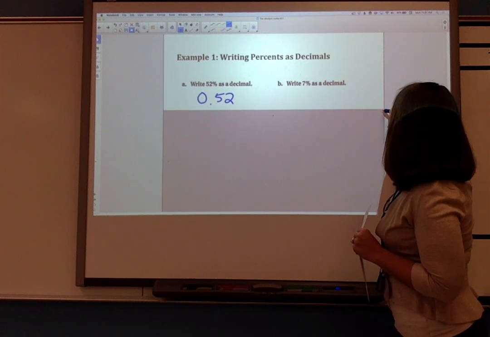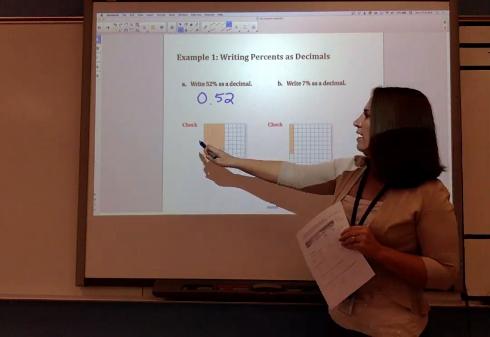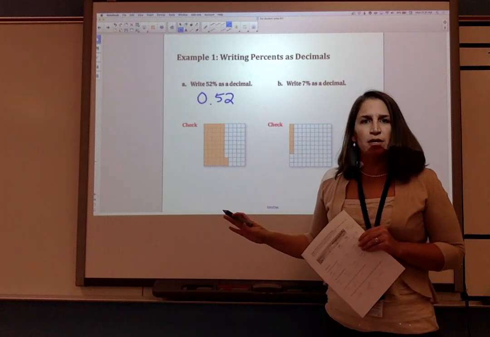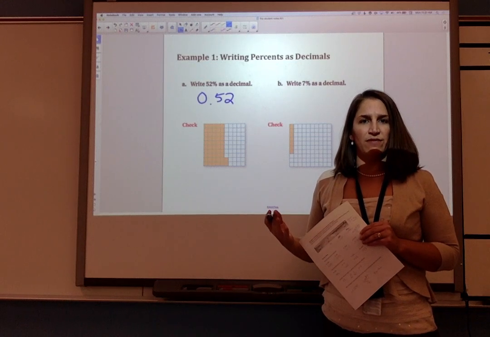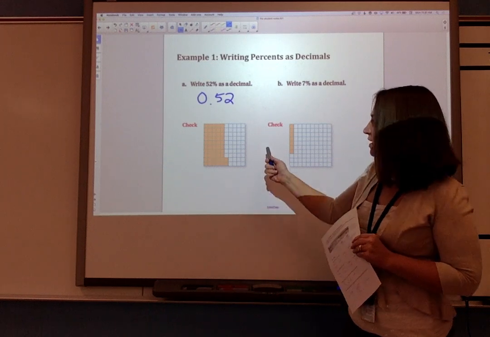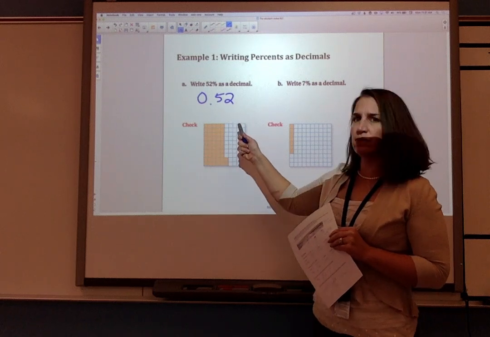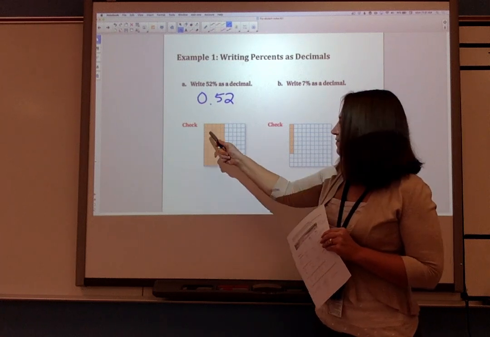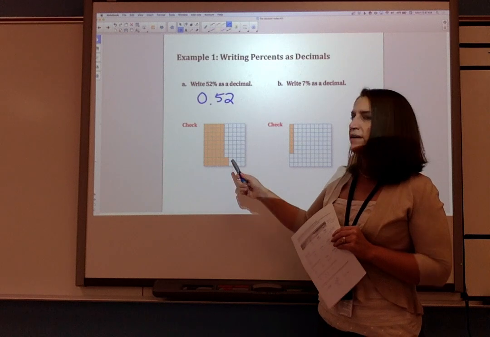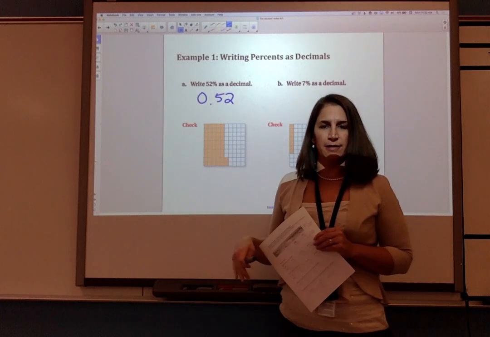We can also look at a diagram here showing 0.52 or 52%. Here's 100 squares, a 10 by 10 grid, and 52 of them are shaded. That's a little over half, 52%.